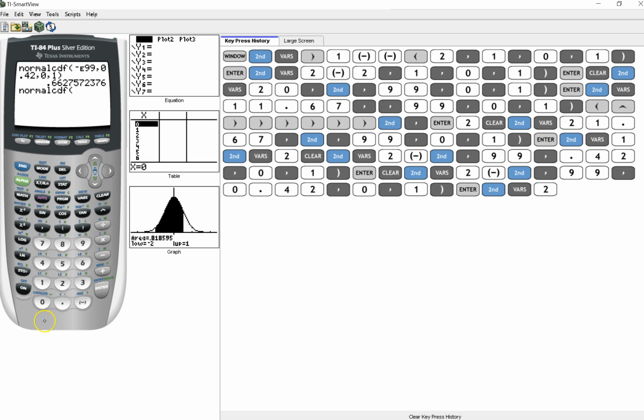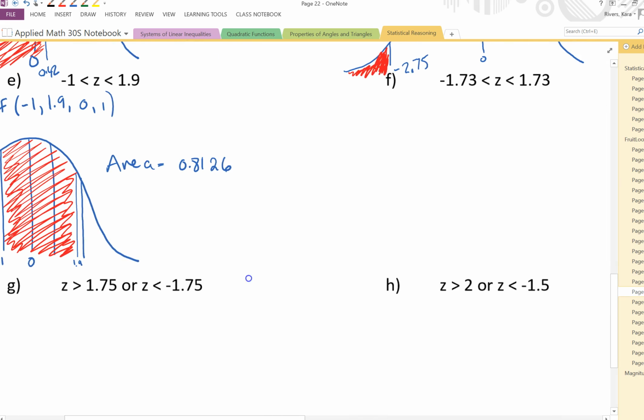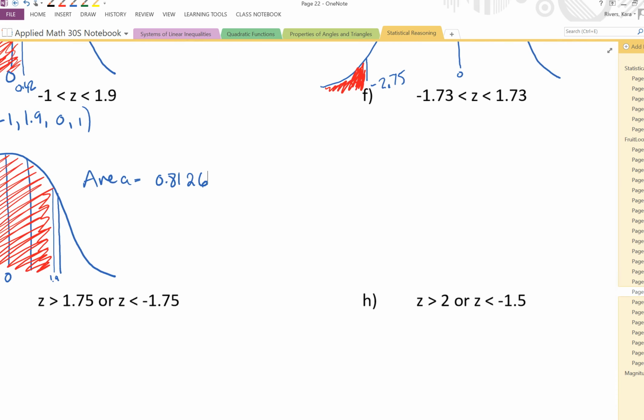So we would have our lower, which was negative 1, our upper, which was 1.9, 0, 1, enter, and you get an area of 0.8126. If we asked for the probability, you would give the same value. If I asked for the percentage, it would be 81.26%. Go ahead and try F on your own and see if you get the same answer as me.